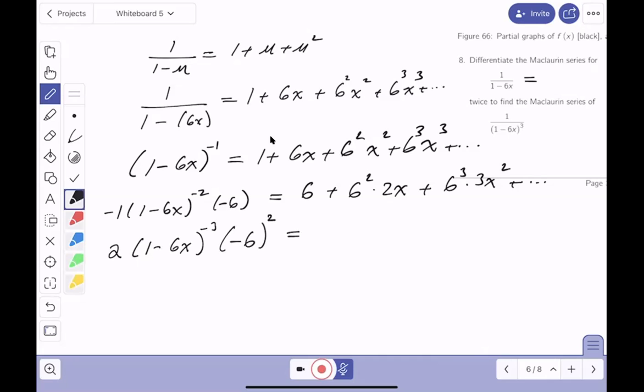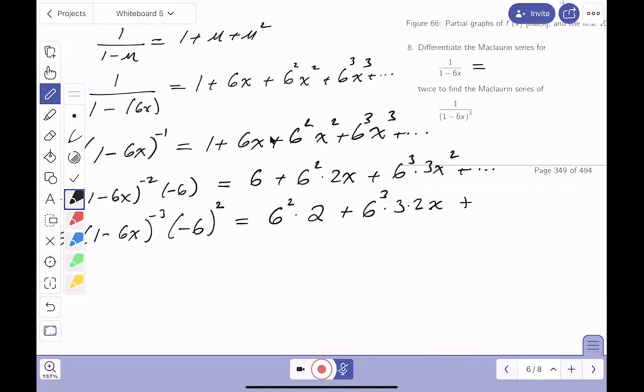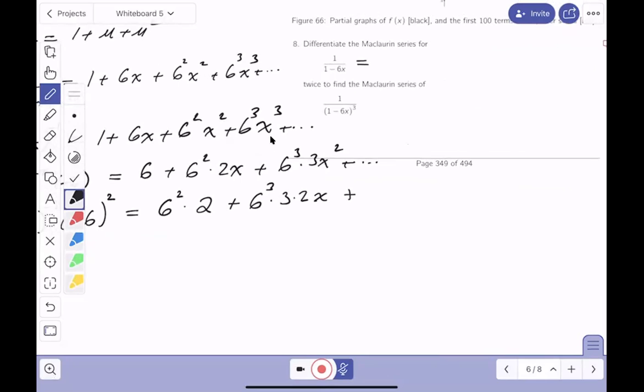All right, let's write this down now. 6 squared times 2 plus 6 cubed times 3 times 2 times x. Let me continue to write these down, because I think this is really what we want to go with in the problem. So 6 squared, 6 cubed, I guess I get 6, 4, right? Then what would you expect to get? Well, let's take a look at that. And I'm going to be really careful about this. What would you get?